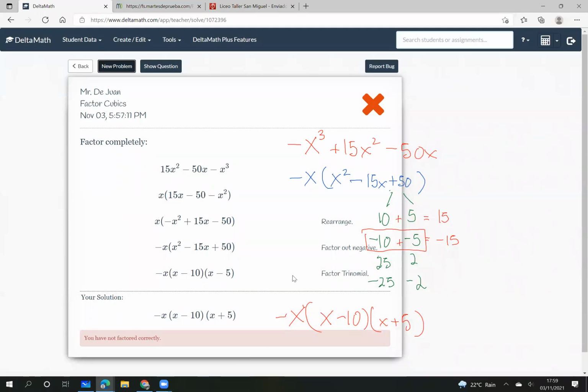Es que lo escribí mal, pero es que lo tengo aquí. Es que ya estoy bien cansado. Joder. Bueno.